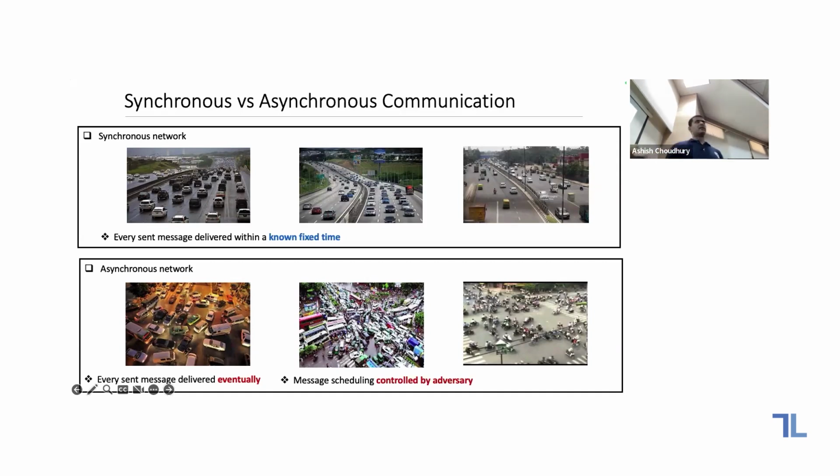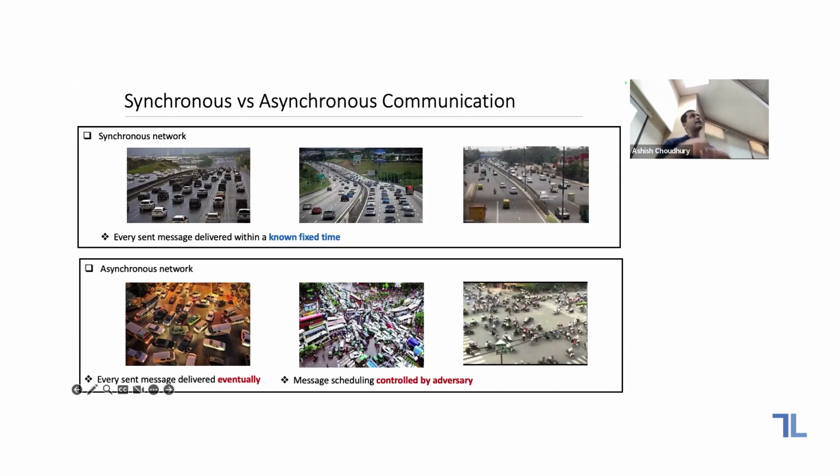Now, because of this message scheduling in the asynchronous model, if you consider a recipient party, it cannot distinguish between a slow party and a corrupt party. That means if there is a sender who is supposed to send a message to me, then I don't know how long I have to wait for that message. Because it might be possible that the sender has sent the message, but it got stuck in the network. That is one possibility. And the second possibility is that the sender is corrupt and it has not sent a message to me. So I don't know how long I have to wait for that expected message.